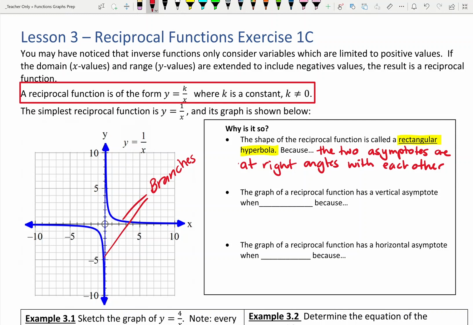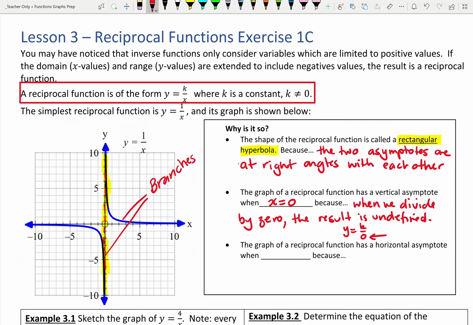The graph of a reciprocal function has a vertical asymptote when x equals 0, which is this asymptote here. Should be drawn in with a dotted line. And the reason for that is because when we divide by 0, the result is undefined. And you can see that if we let x equals 0, we end up with y equals k on 0, and it's this 0 in the denominator that causes the function to be undefined at that point.